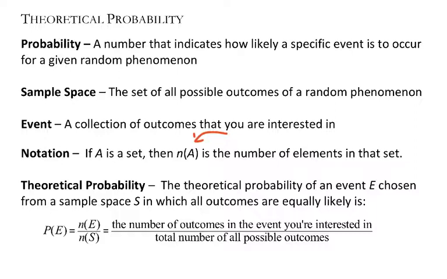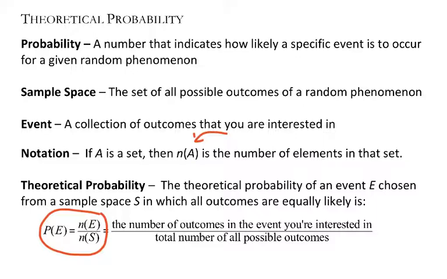If you don't know if it's true, then your only chance is to run an experiment and use the idea of empirical probability. But if the outcomes are, you believe, equally likely, then you can calculate theoretical probability. And here is the formula. The theoretical probability of an event, E, chosen from a sample space S, in which all the outcomes are equally likely, is given by this formula right here.